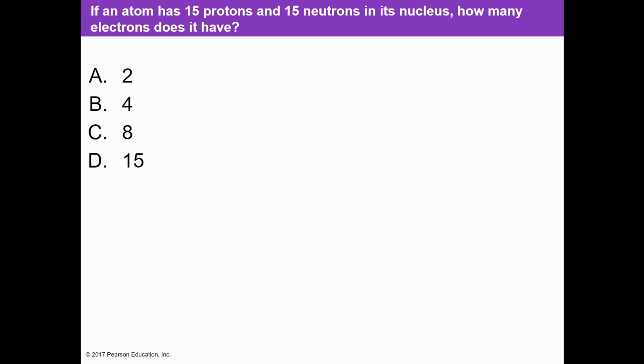So let's try an example question. If an atom has 15 protons and 15 neutrons in its nucleus, how many electrons does it have? If you said D, you're correct. So the 15 neutrons part is a distractor. We're assuming that the atom is neutral because we're not told otherwise. And it says this atom has 15 protons, so to be neutral, it must also have 15 electrons so that the positive and negative charges are balanced.